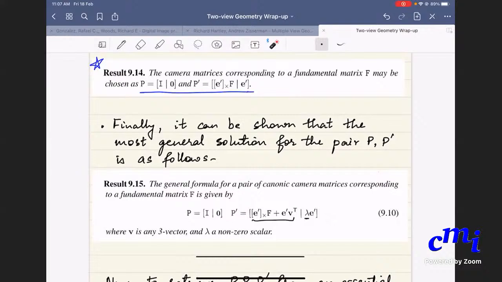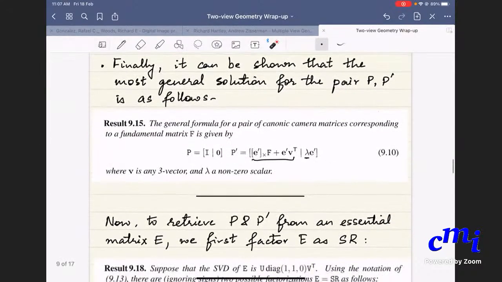Okay, so anyway, 9.14 is what we will require most often. Although this is the general solution, this is how you can retrieve P and P prime, the camera pair, from a given fundamental matrix.